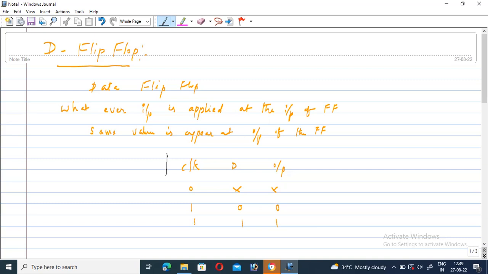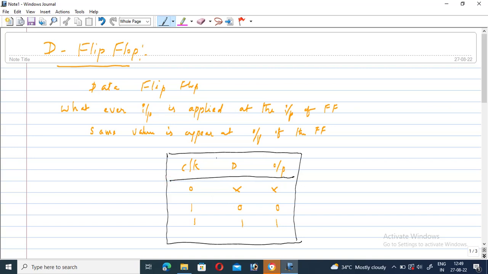This is nothing but the truth table for this one. When the clock is high, at that time only it produces the output value. When the clock is low, whatever the input is, the same is maintained at the output side. Whenever the clock is in enable condition, at that time only it works properly. So this is nothing but data flip-flop.